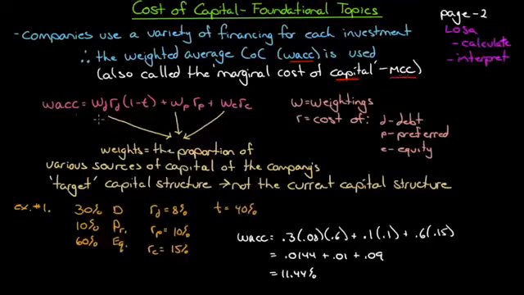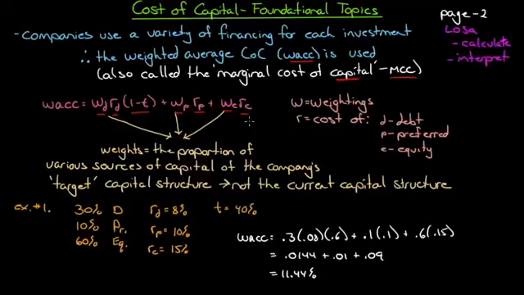Here's our weighted average cost of capital. We have the weighting on debt times the cost of debt, of course on an after-tax basis. We'll talk about that shortly. The weighting on preferred equity times the cost of preferred equity. The weighting on equity is common equity times the cost of common equity. When we say the cost of, we mean the required rate of return on that.